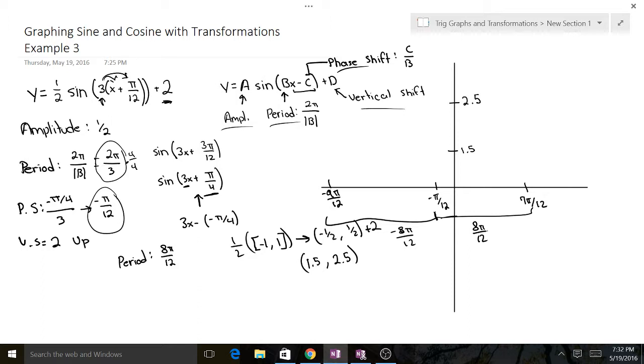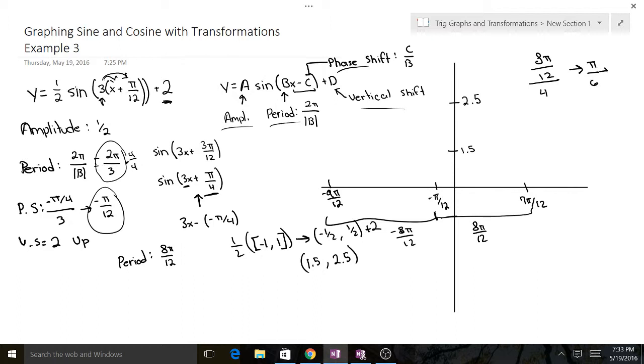Okay, so if our period is 8 pi over 12, we need to figure out where the critical points are going to be. To find where the critical points are, we take our period length and divide it by 4. So we can do 8 pi over 12 divided by 4. It'd probably be easier to do 2 pi over 3 divided by 4, which is 2 pi over 12, which is pi over 6.